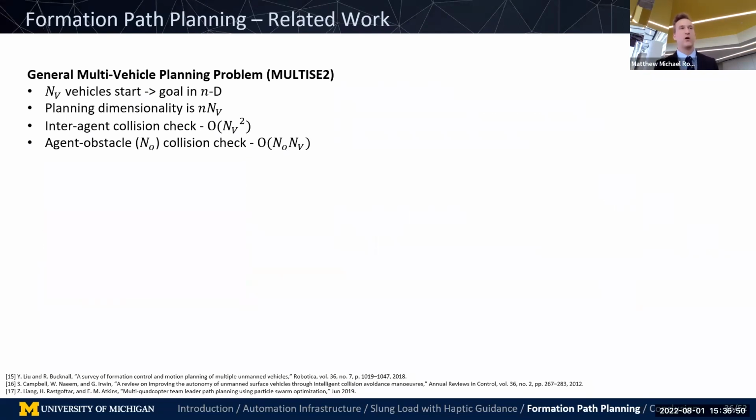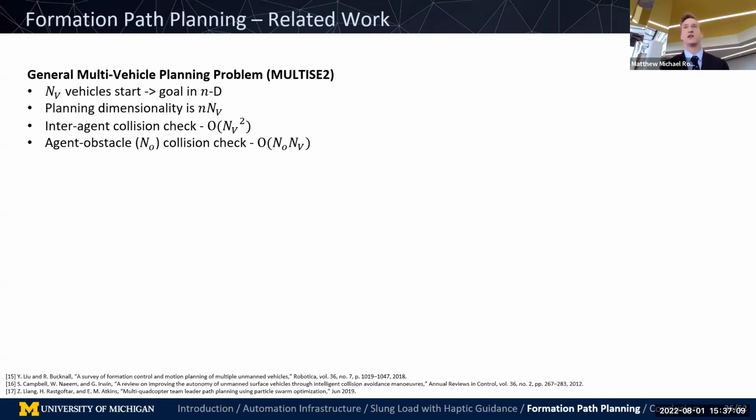In terms of general multi-vehicle planning and formation path planning, there's an abundance of work. I'll be focusing on a few key areas. So in general, if we just had NV vehicles in an ND space, the planning dimensionality is N times NV because everybody can do anything that they want.